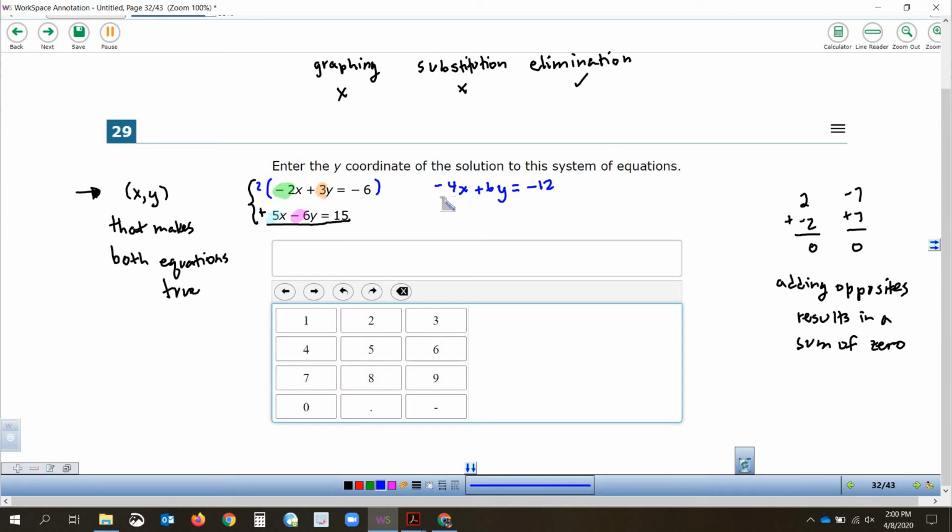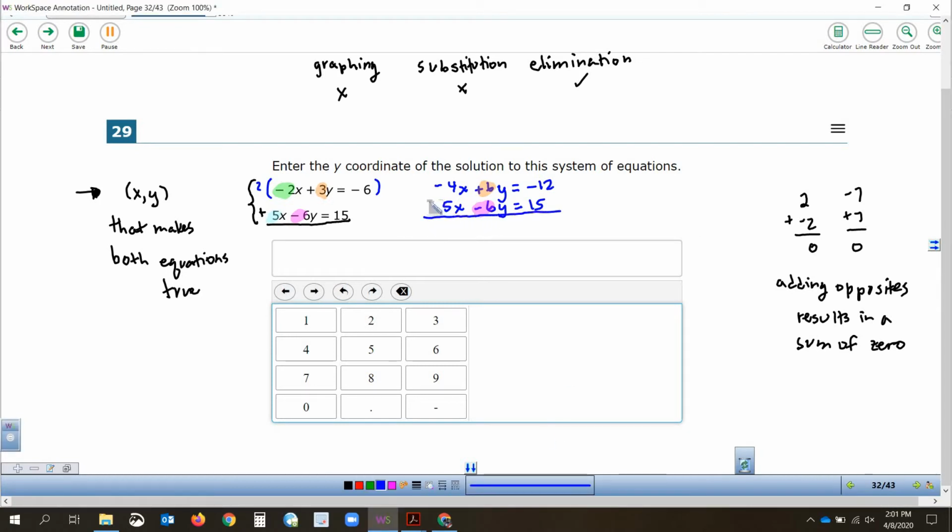All right, the second one I'm going to keep the same. The second equation is 5x minus 6y equals 15. But now take a look at what we have. What's the coefficient in front of the first y? The coefficient in front of the first y is a positive 6. The coefficient in front of the second y is -6. And what do I now have? I now have a pair of opposites.